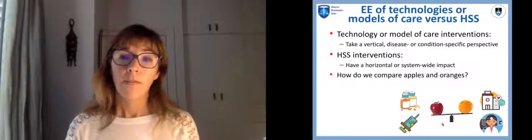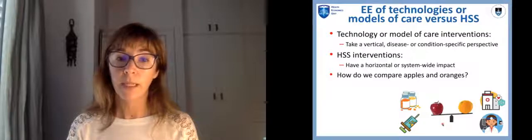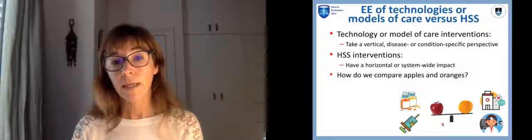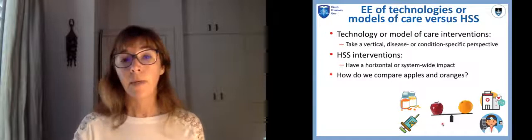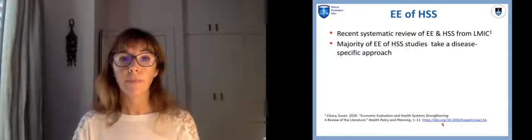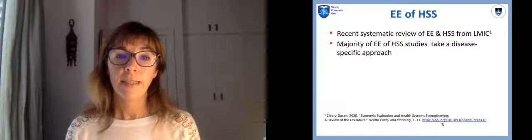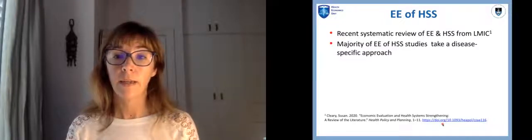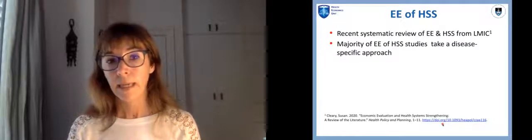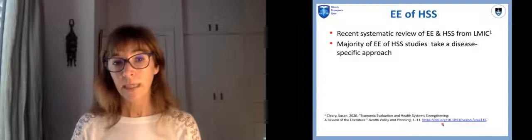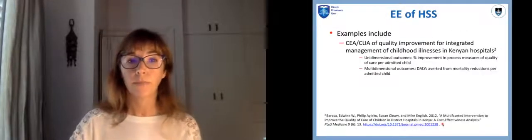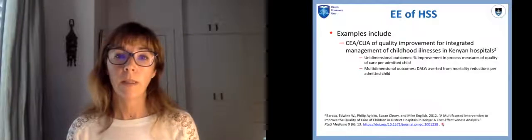So technology or model of care interventions tend to take a vertical, disease, or condition-specific perspective, whereas health system strengthening interventions tend to have horizontal or system-wide impact. And how do we compare these apples and oranges? So as I mentioned earlier, I've recently completed a systematic review of economic evaluation and health system strengthening from low and middle income country settings. And the majority of these health system strengthening evaluations do in fact take a disease-specific approach. So here are a few examples of what I found.